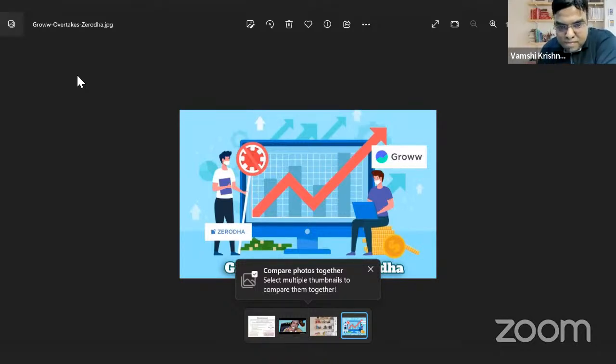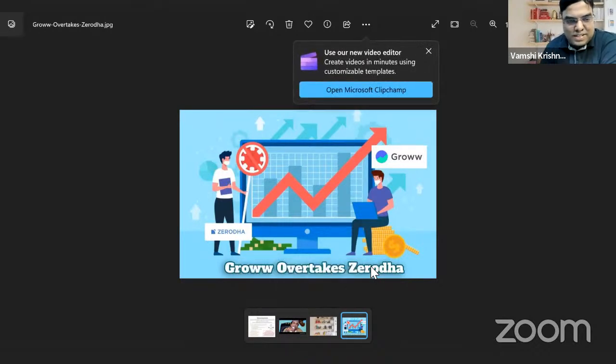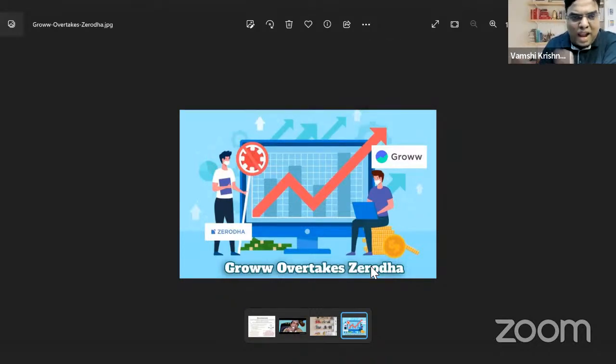Are you able to see this? Yes, sir. What is given there? Sir, there is a graph with two portions. It is saying that Groww overtook Zerodha. What are these? What are Groww and Zerodha? Random news, from 1 or 2 days ago. I just downloaded it now.